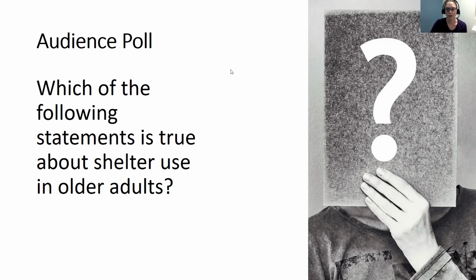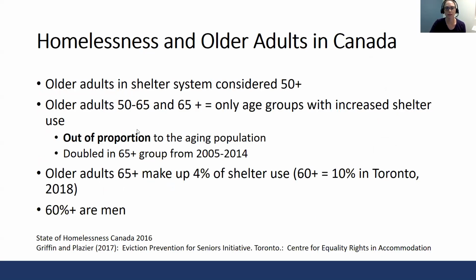Okay, so the majority of the group was absolutely right that even though there is a rising, aging population, shelter use in older adults is actually rising out of proportion to our aging population. And we need to keep this in mind in terms of how we are designing shelters and how we're caring for this group. Older adults in the shelter system are generally considered older when they're 50 plus, and I will speak to this point later in the talk.